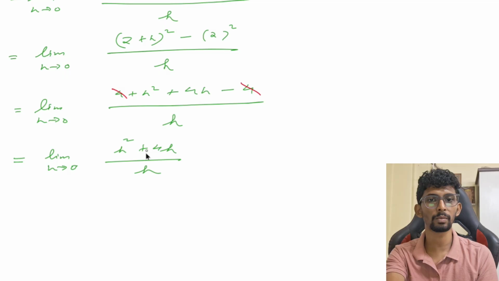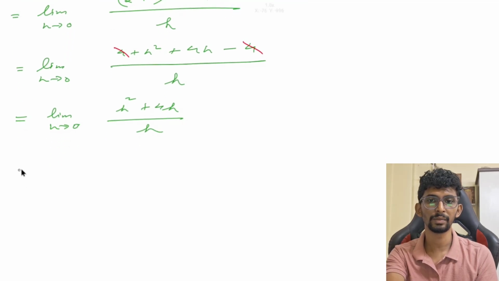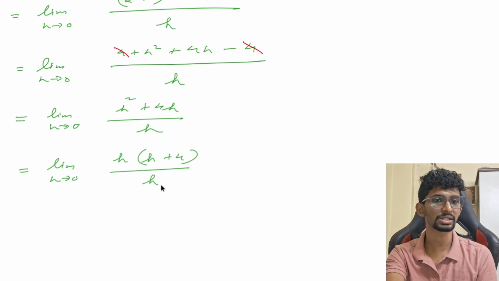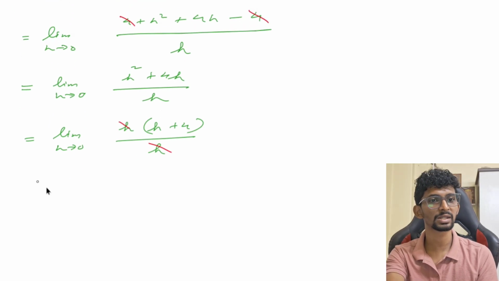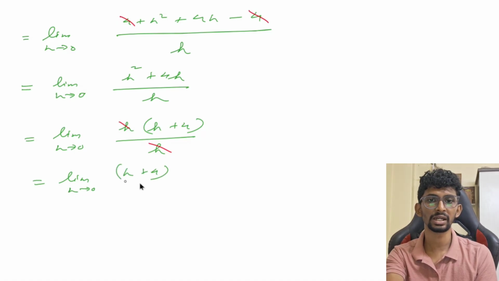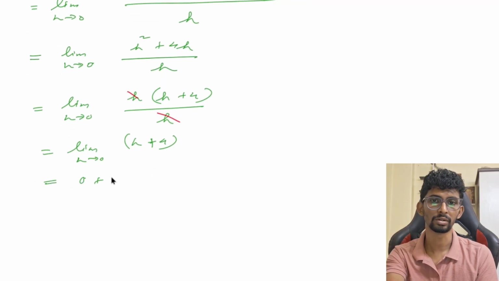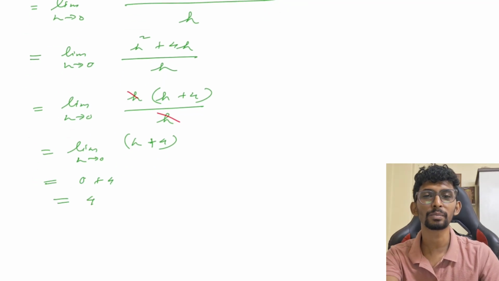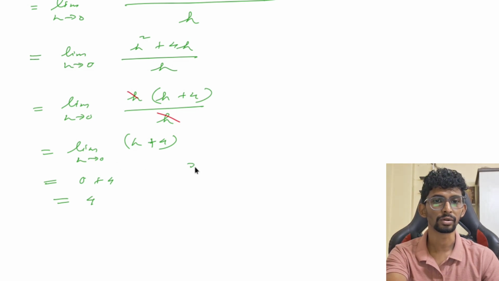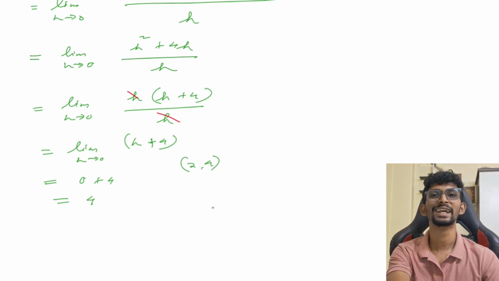Now let us take h common from the numerator. So we will get limit of h tends to 0, h times h plus 4, divided by h. Now let us cancel h. So we will be left with h plus 4. Now we can substitute h as 0. So if we substitute h as 0 in this equation, we will get 0 plus 4, which is 4. So this will be the gradient of the tangent at point 2, 4. Any doubt, you can ask me in the comment box.